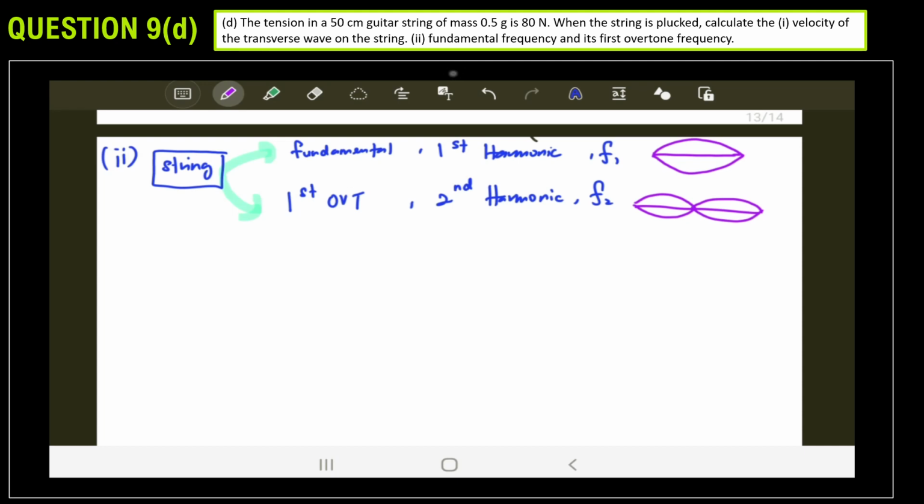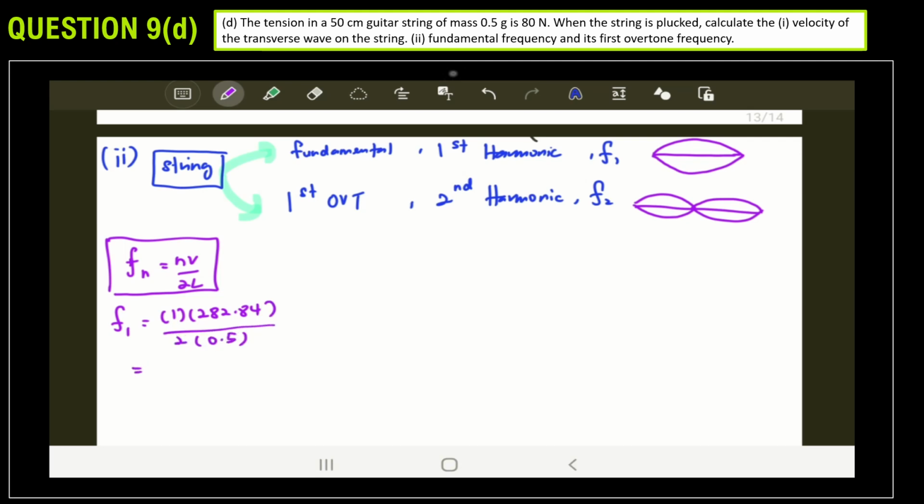Now we want to calculate the fundamental frequency, which is the first harmonic. You can straightly use the equation for the string. If you are confident, Fn is equal to Nv over 2L. You have memorized it already. So F1, for the fundamental frequency or first harmonic, N is equal to 1. V is given, we found it earlier. V is equal to 282.84 and the length is 0.5. So you can find F1 is 282.84 Hertz.